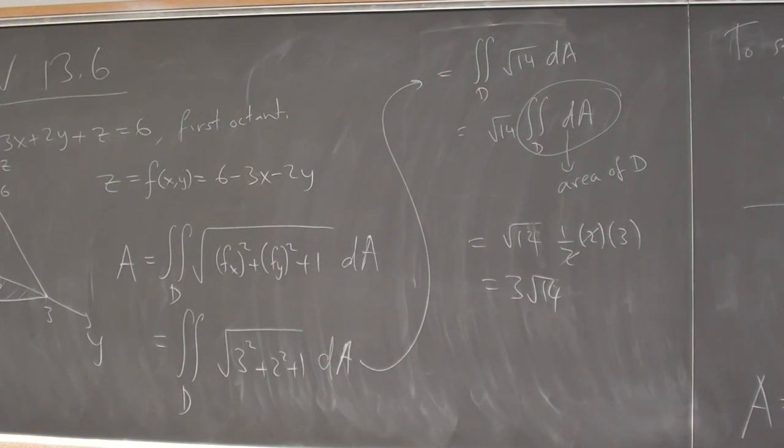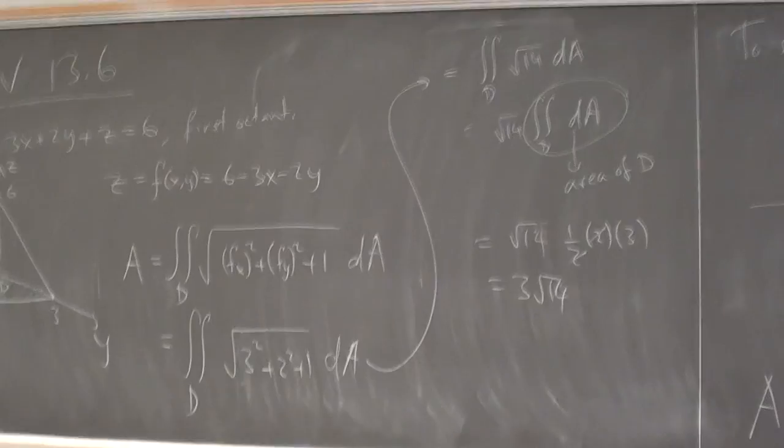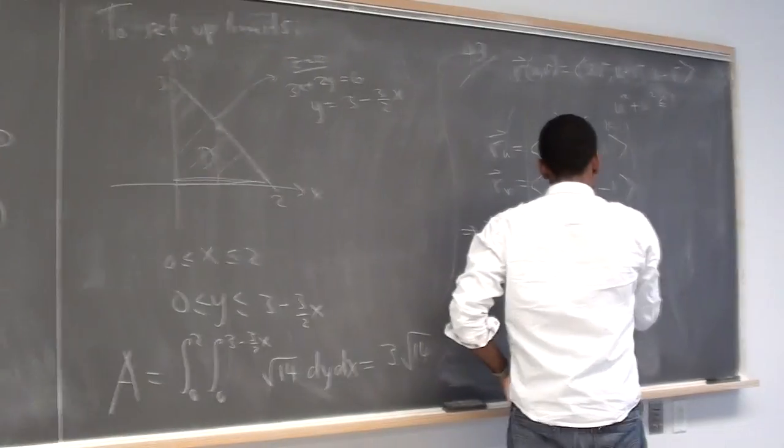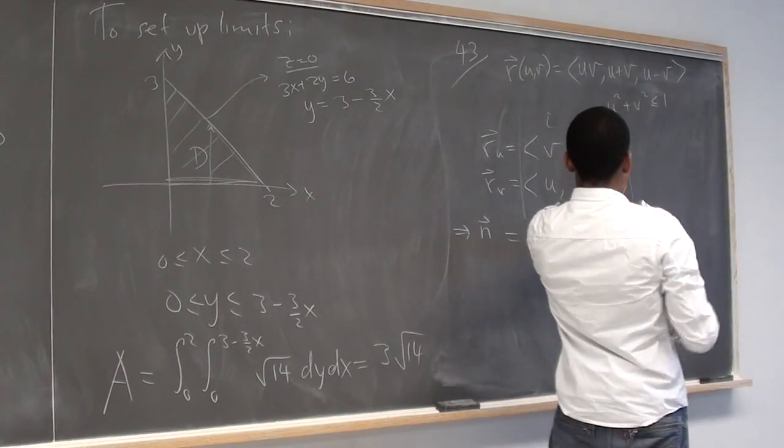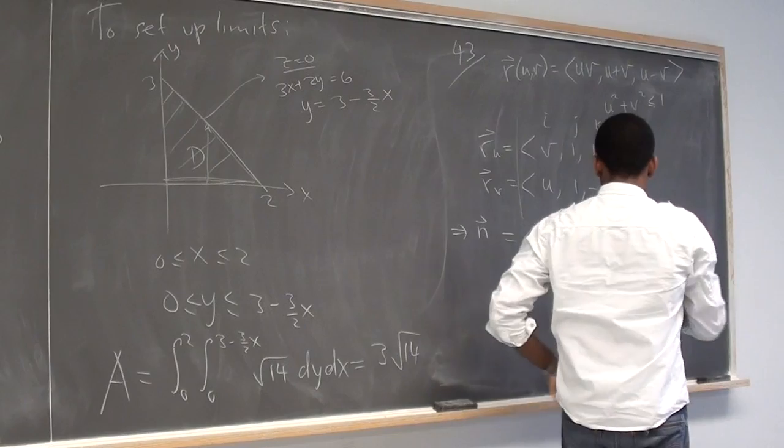Alright, so here I have r sub u, v, 1, 1, r sub v, u, 1, minus 1. This implies my n is just going to be the cross product of these guys. So that's minus 1, minus 1, minus v, minus u, but you take the negative, v minus u.